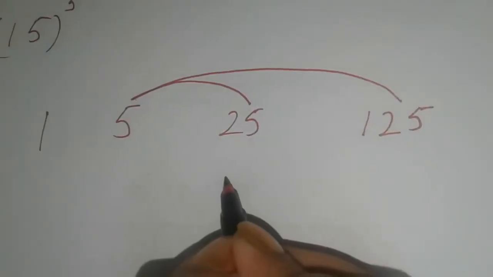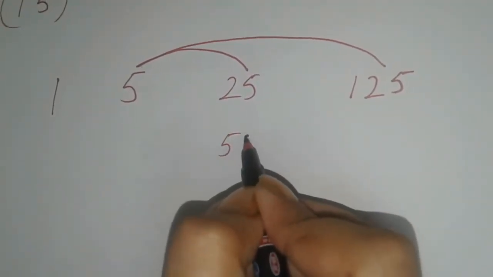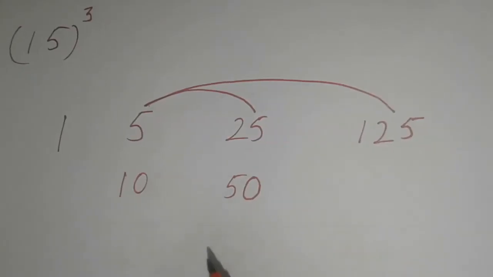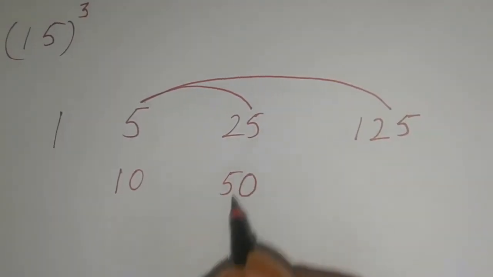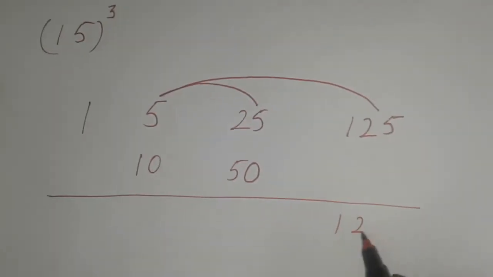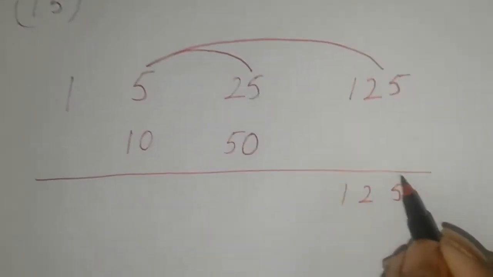Double the 25. What is double of 25? 50. What is double of 5? 10. Simply, 5 and its double is 10. 25 and its double is 50. Now this 125 as it is, and we take only 5 in our answer.